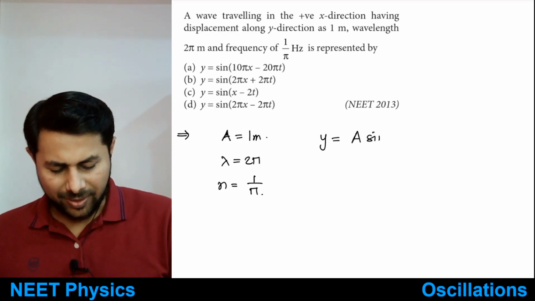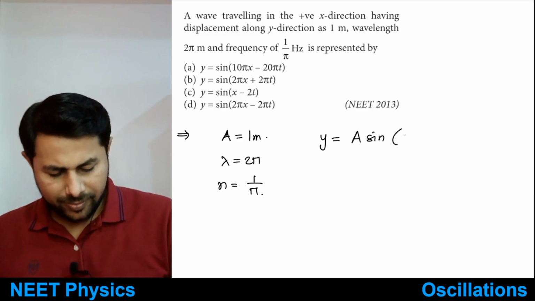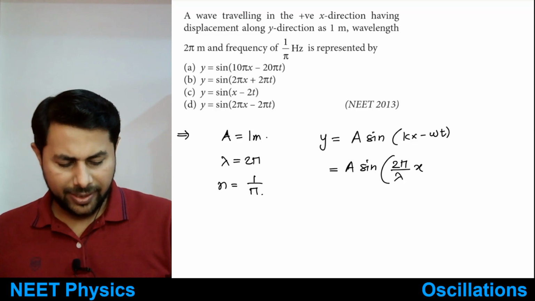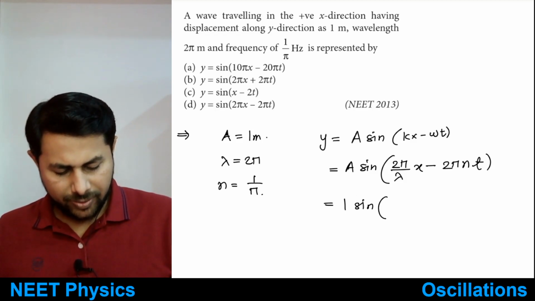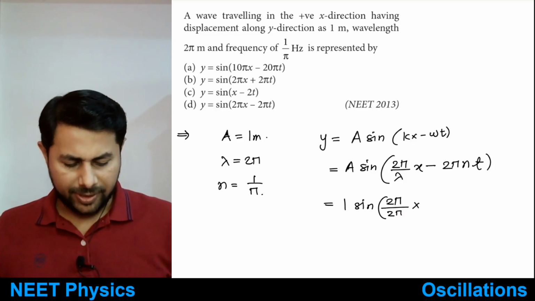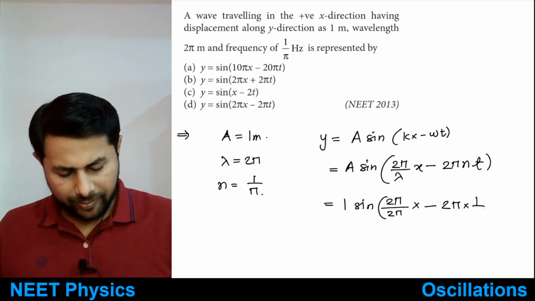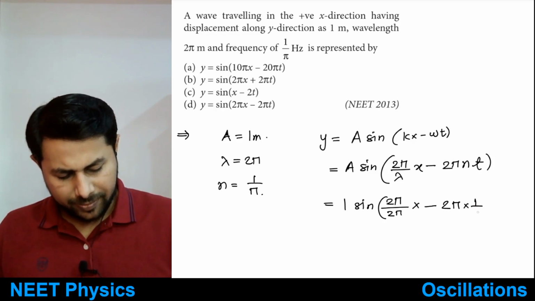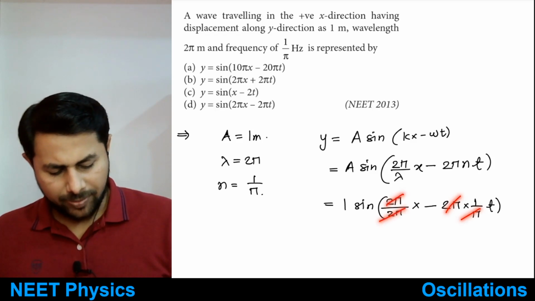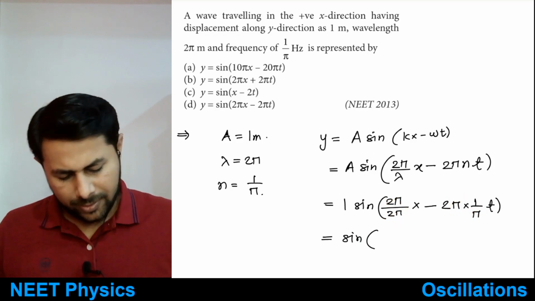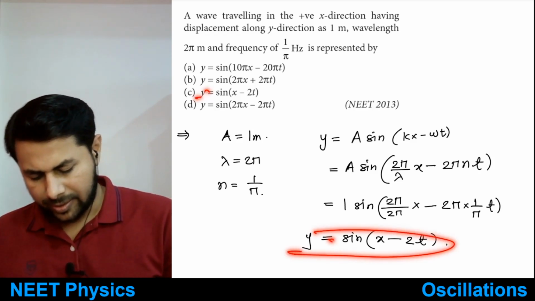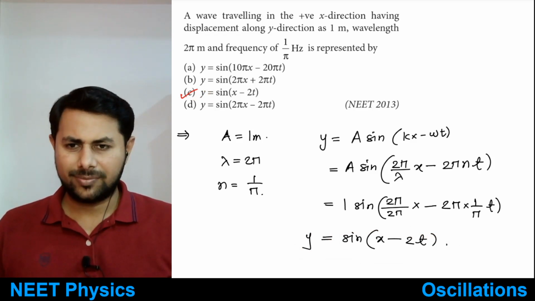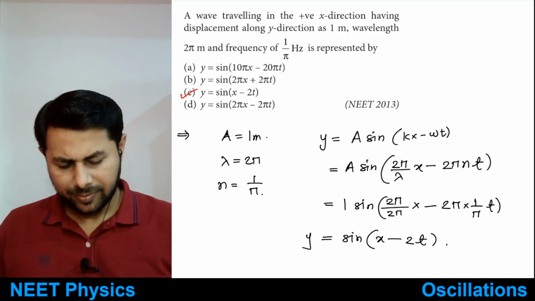Y is equal to A sine of kx minus omega t, right? That is equal to A sine of k is 2 pi by lambda, times x minus omega is 2 pi n, so 2 pi nt. A is 1, and then you have sine of 2 pi by lambda, lambda is also 2 pi, so 2 pi by 2 pi times x minus 2 pi, and n is 1 by pi, times t. So that pi gets cancelled and this 2 pi gets cancelled. The equation is sine of x minus 2t, right? So it is option C. Okay, so this is clear. Okay, good. Let's see the next one.